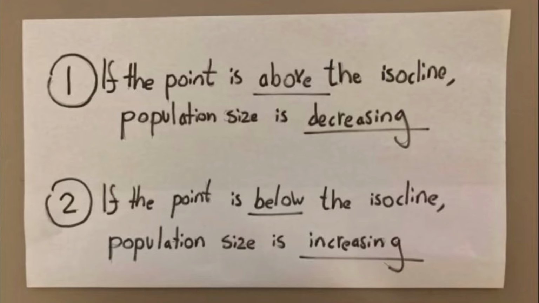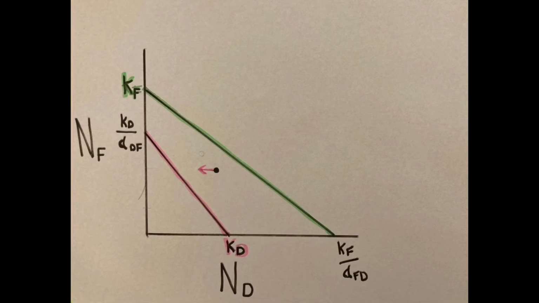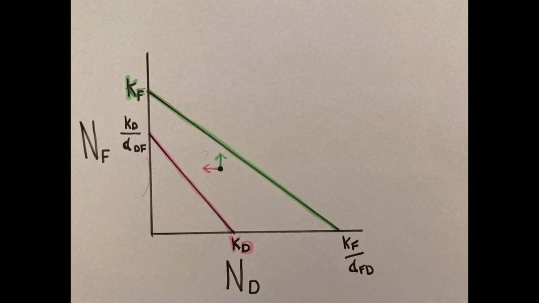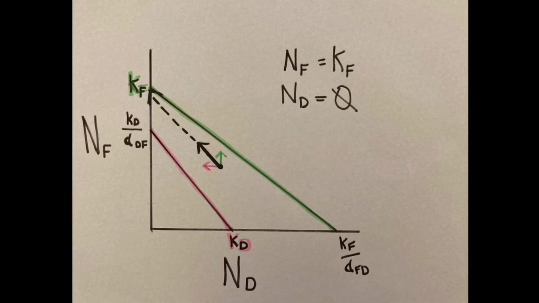If the point is above the isocline, population size is decreasing. If the point is below the isocline, population size is increasing. Given these helpful hints, we can see we are above the isocline for dragons, so dragons are decreasing in population size. We are also below the isocline for fairies, so fairies are increasing in population size. So, the overall net direction of the vector will point here, towards K sub f.